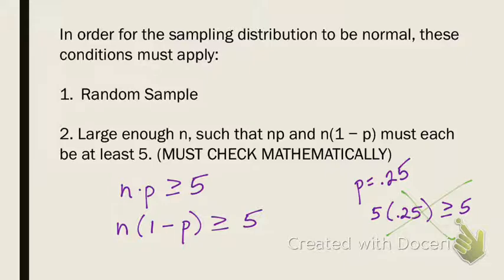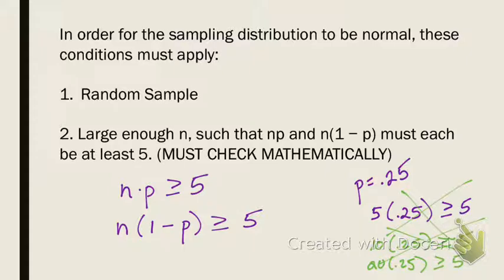I could check 10. 10 times 0.25. Is that greater than or equal to 5? No. That's 2.5. So this one's not normal. 20. Yeah. 20 times 0.25. That's equal to 5 exactly. So this one is exactly normal.